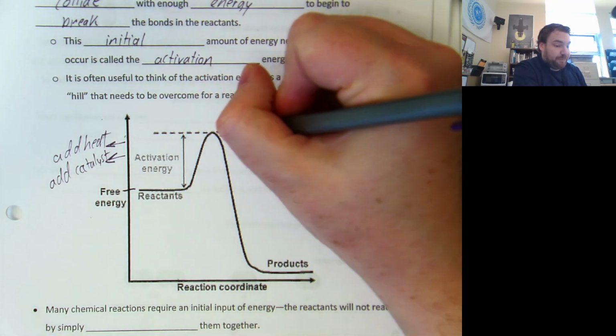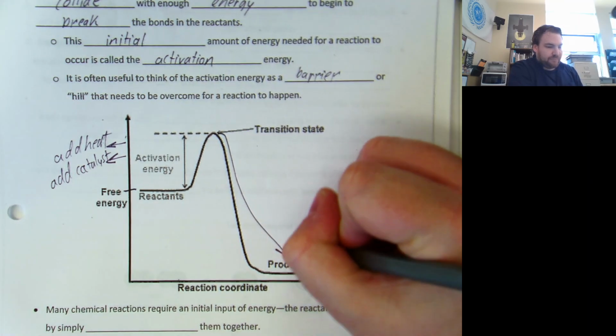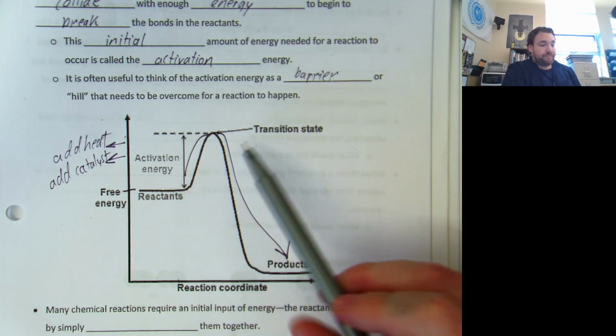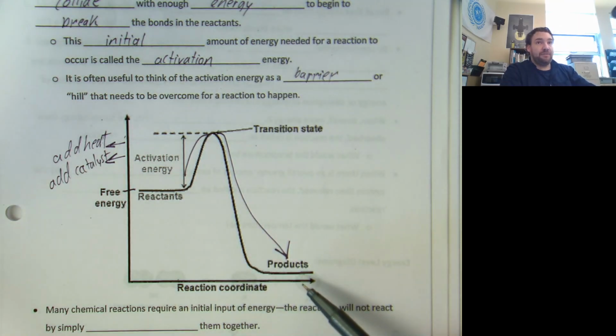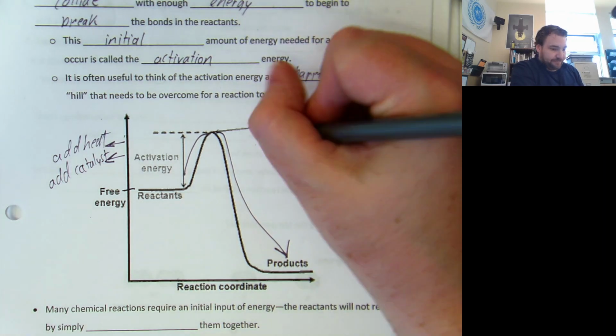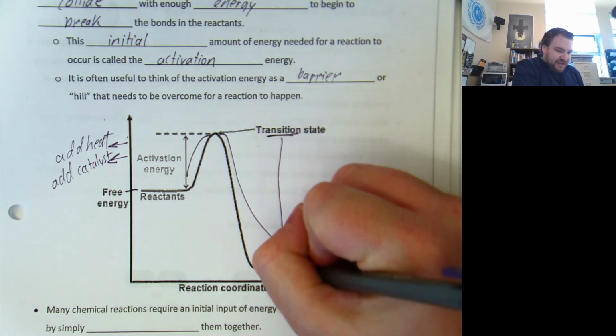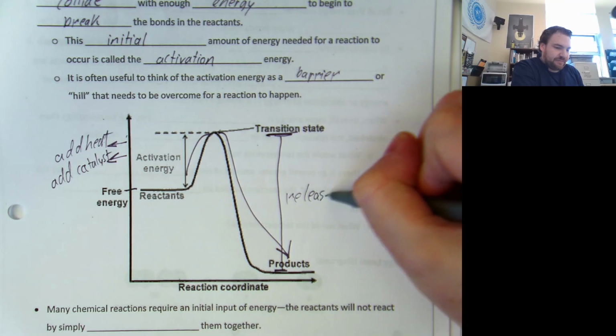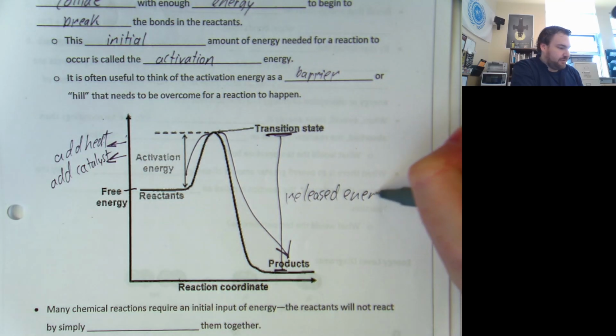Once you do that, if you can push it over the edge, then whatever chemicals were here at the beginning race to form products, releasing all of this energy. This is energy released, or released energy.